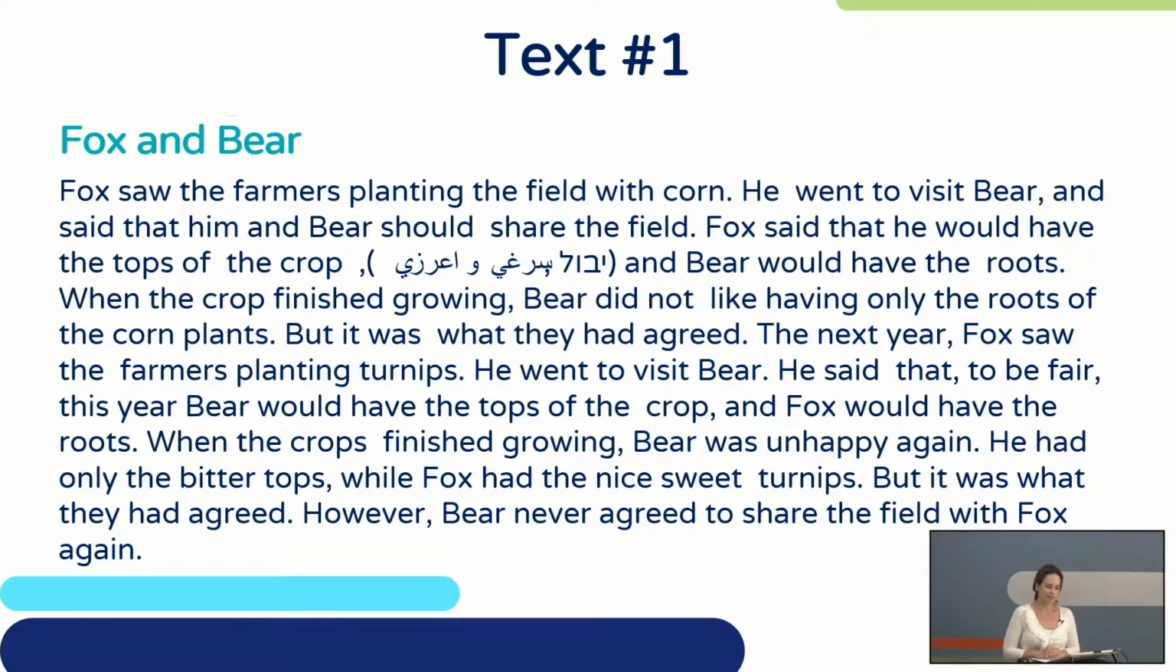He went to visit Bear. He said that, to be fair, this year, Bear would have the tops of the crop and Fox would have the roots. When the crops finished growing, Bear wasn't happy again. He had only the bitter tops, while Fox had the nice, sweet turnips. But it was what they had agreed upon. However, Bear never agreed to share the field with Fox again.